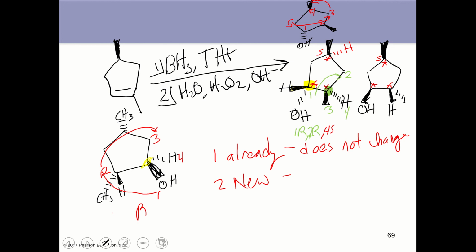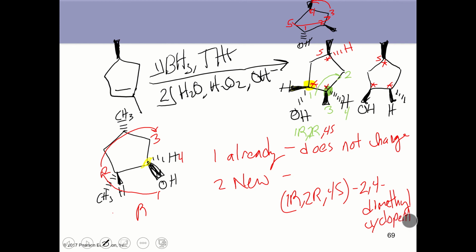2,4-dimethyl cyclopentanol. 1R, 2R, 4S, 2,4-dimethyl cyclopentanol. Oh, that was hard. Okay, so that's like an example.